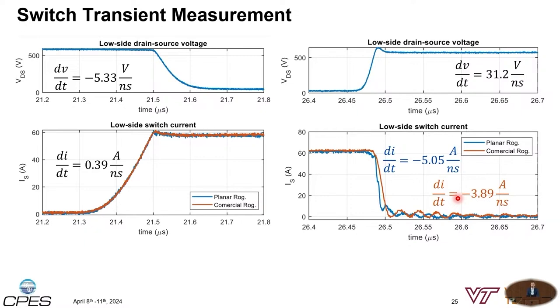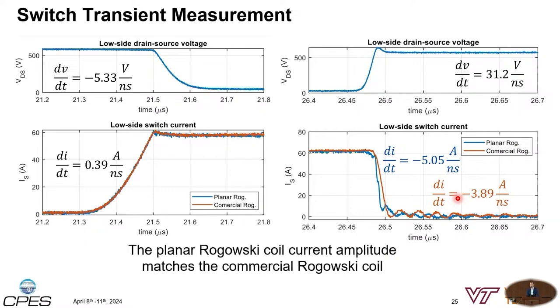We so far still have to evaluate the reasoning behind that. Our guess at the moment is that, due to the bandwidth limitations of the commercial Rogowski coil, which is capped at 30 megahertz, the commercial Rogowski coil is not able to measure very steep switching transients, whereas with the planar Rogowski coil, as we have a much higher bandwidth, we are able to capture them better.